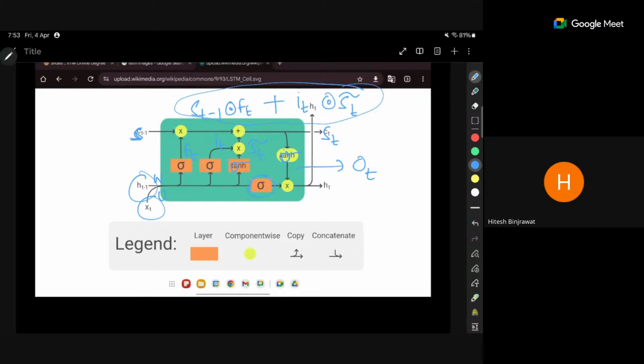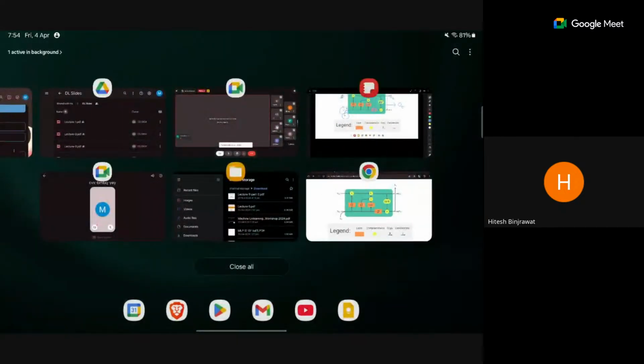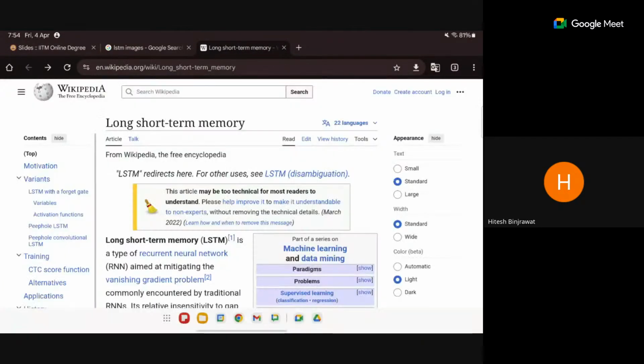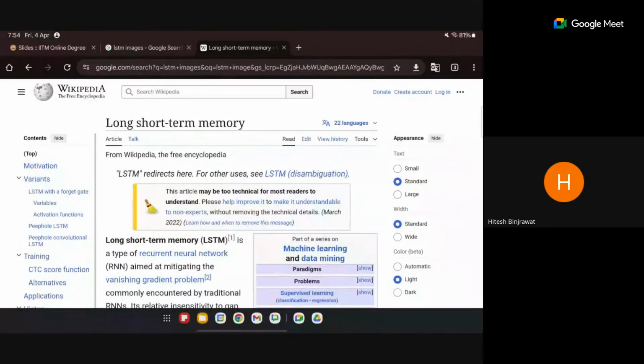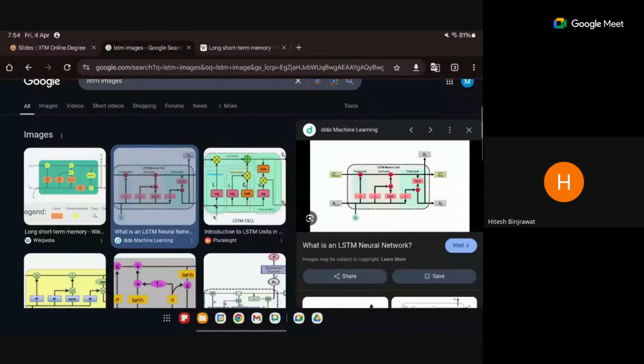I think this part is extra. I don't see it. But there are several architectures of this, so let me just confirm that LSTM is there.